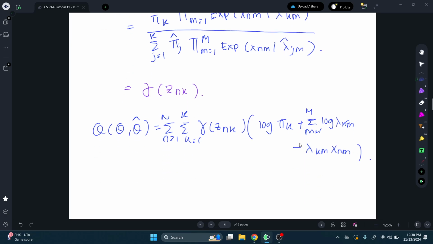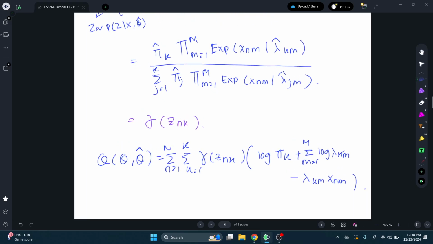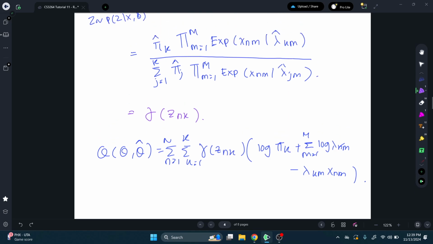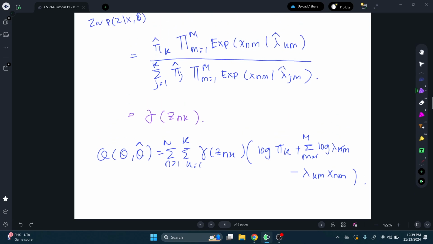Remember that whether it's a hat or not is important. The hat is there because it depends on the current set of parameters, whereas the one without a hat depends on your theta, your new set of parameters. So notice the hat and the no hat. Any questions so far?